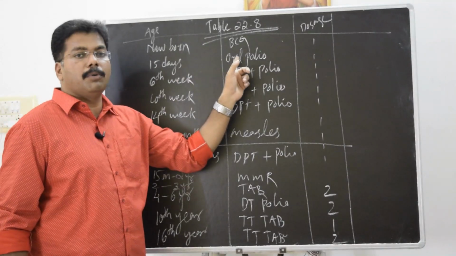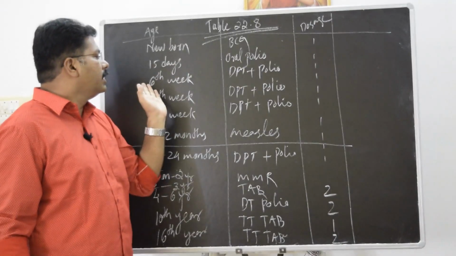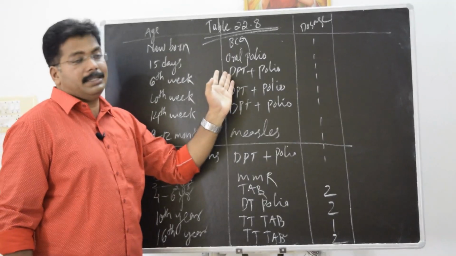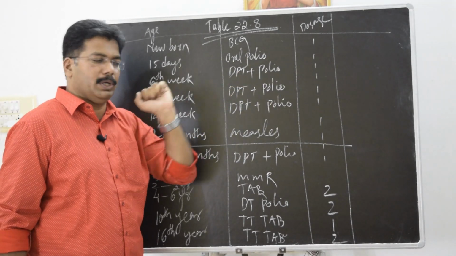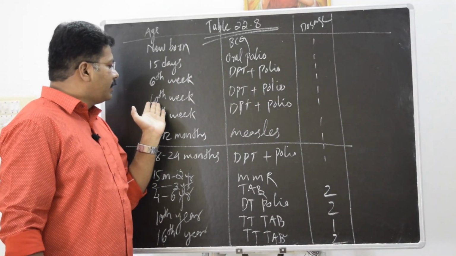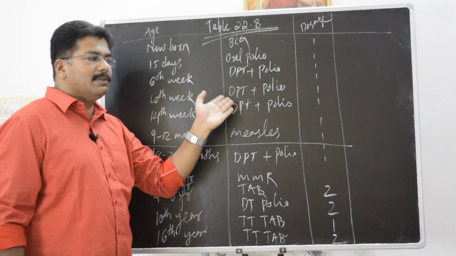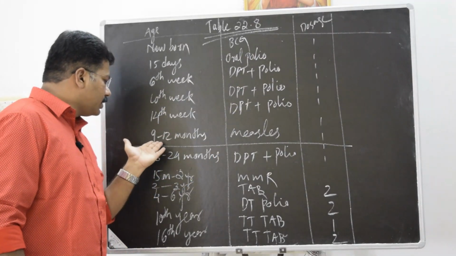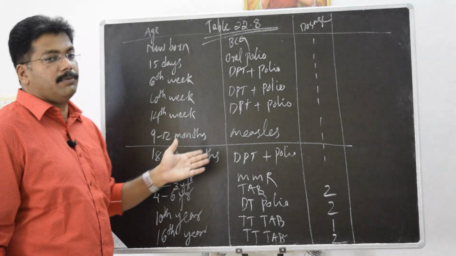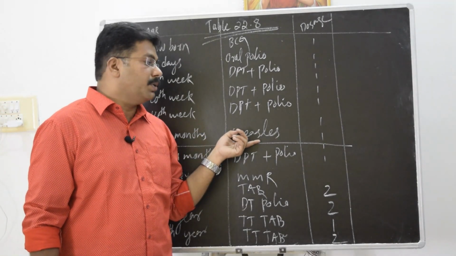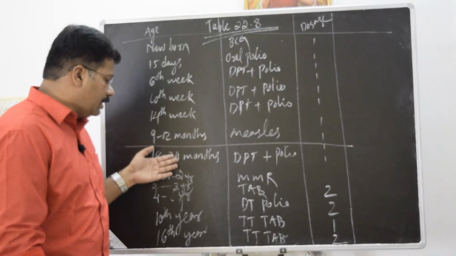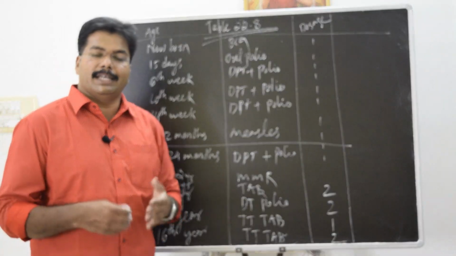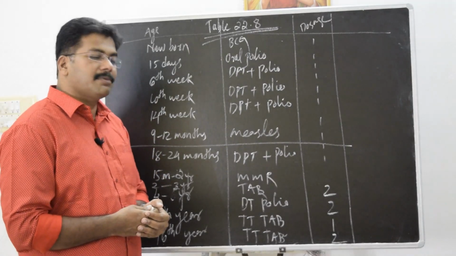At 15 days, oral polio will be given, first dose. At the 6th week, DPT, diphtheria, pertussis, tetanus, plus polio. And at the 10th week and 14th week we are going to give further doses, and at 9 to 12 months, against measles, we are going to give a vaccine for the first dose. And the remaining you should go through your textbook and refer to.